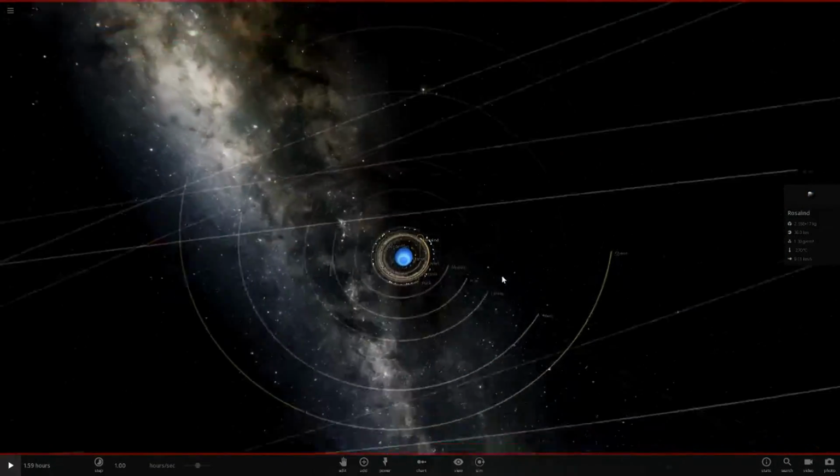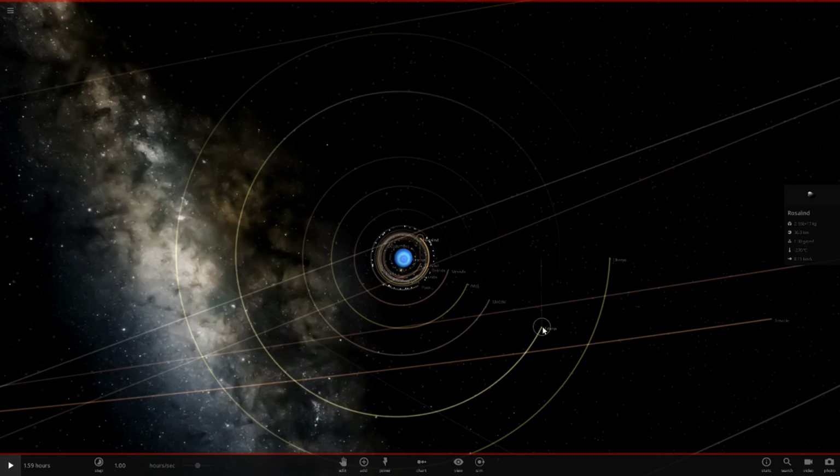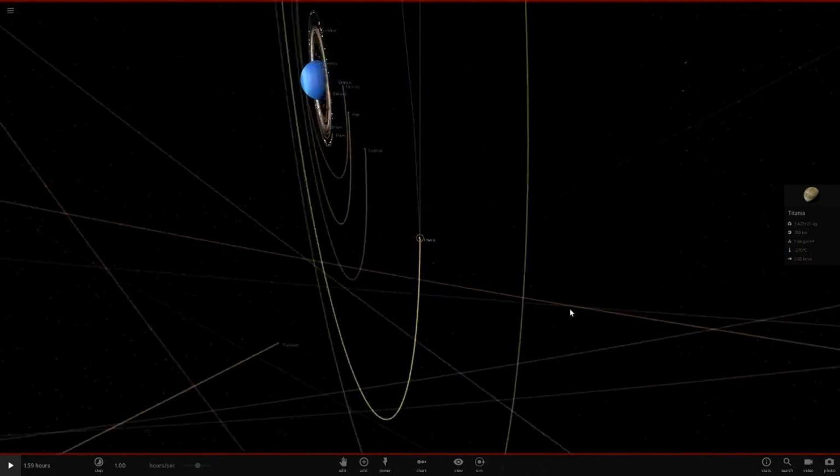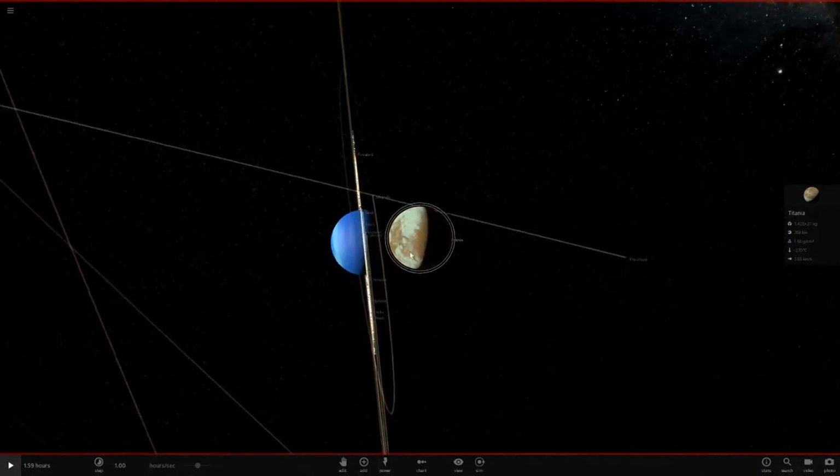And then all of the other moons would have ended up on this tilted orbit, since Uranus's equator is now on its side. So all the other moons' orbits would have been tilted as well.